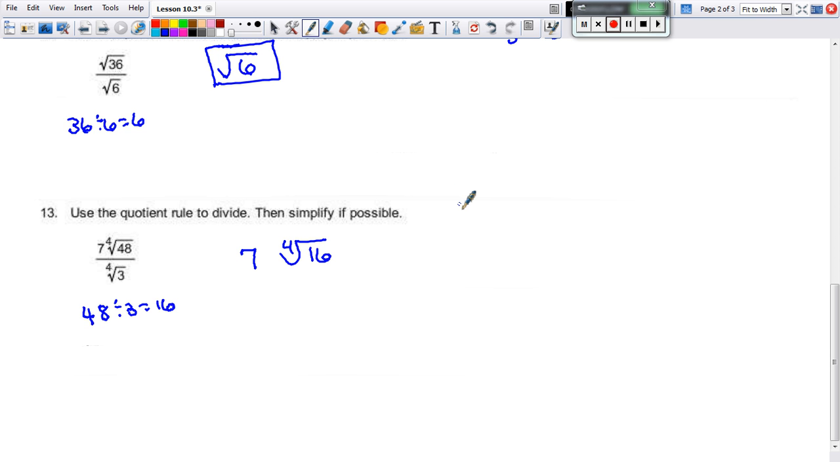Now let me see, the 4th root of 16, 1 to the 4th power is 1. 2 to the 4th power, 2 times 2 is 4, times 2 is 8, times 2 is 16. Alright, so that's actually got a value of 2. Because if the number underneath is on your list, then the number in front of your exponent is your answer. So that's going to be 7 times 2. So the final answer for that one is 14.